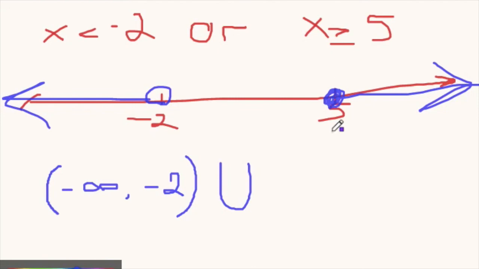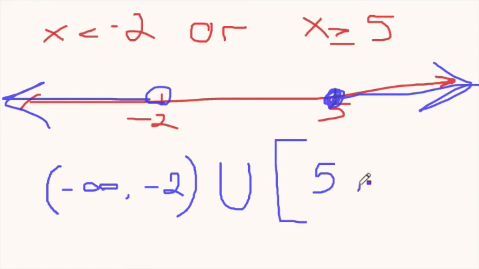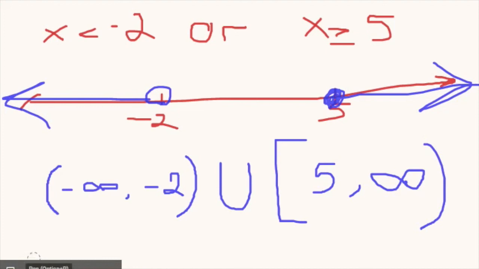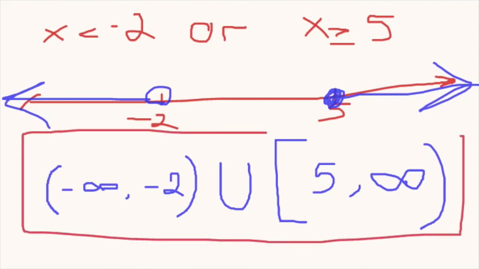And the starting point for this part is 5. And because it's a closed circle, we are using this bracket, the comma, and this side is going right forever. So in this case, again, we're going to use infinity, but we're not putting the negative sign in front because it's going positive. And again, because infinity is not really a real number, we close it off with this type of parenthesis. So our answer is represented like this.